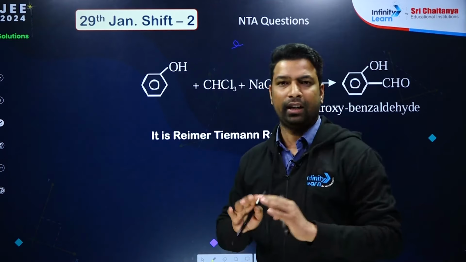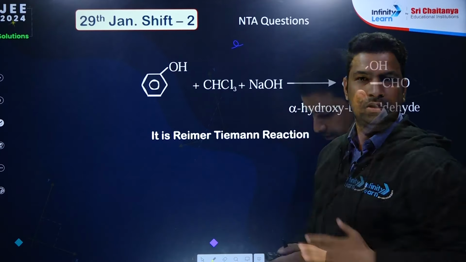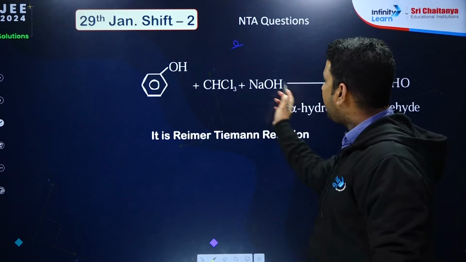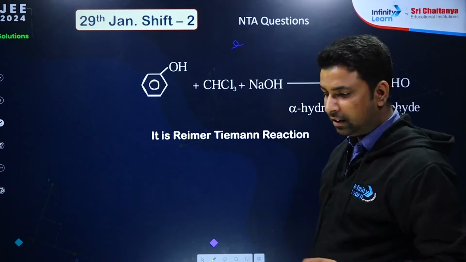I hope you guys understand and know how the carbene is formed. A similar type of reagent you can see in the carbylamine reaction, but that happens with 1 degree amine.